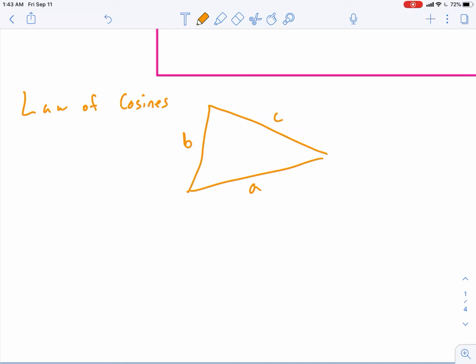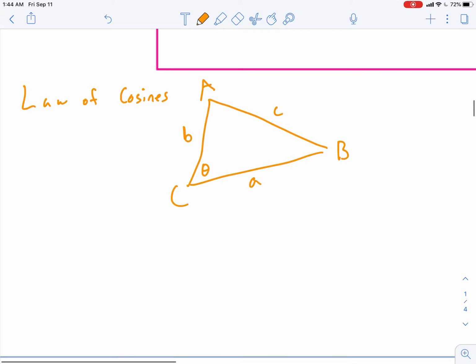All right. And what we want to find is this angle right there. All right. And so we could call this capital C, capital A, capital B. All right. So if we're back in a trig class and we're using the law of sines to find angle theta, what we can do is use the law of cosines to find that theta.